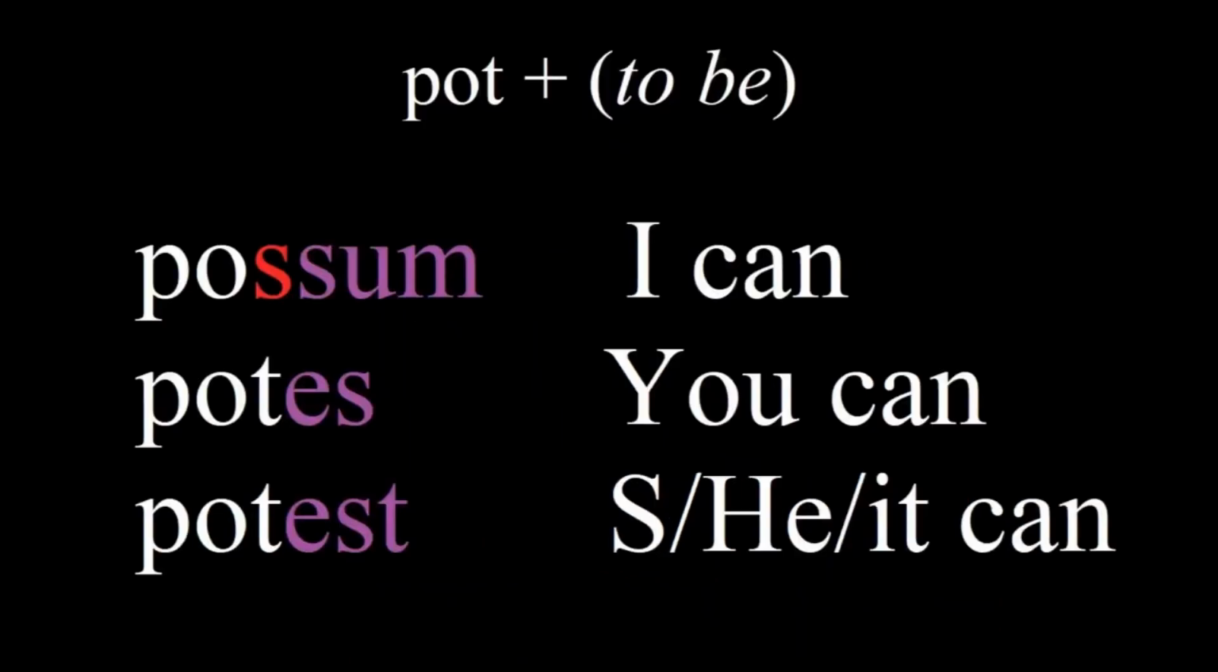Now, if you have the potential to do something, then you are able to or can do it. In Latin, this is pot plus the verb for to be. Possum, I can. Potes, you can. Potest, he, she, it can. Can you see the forms of to be attached to this verb? Note that the T changes to S in the first person case, so it is possum, not potsum.